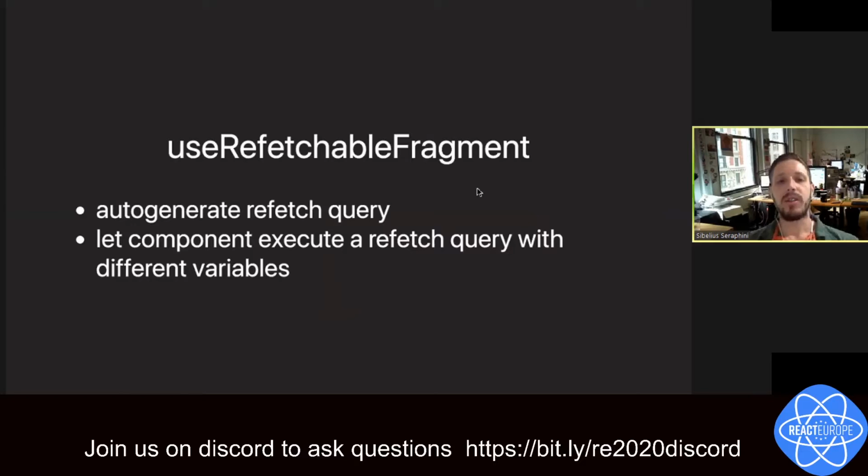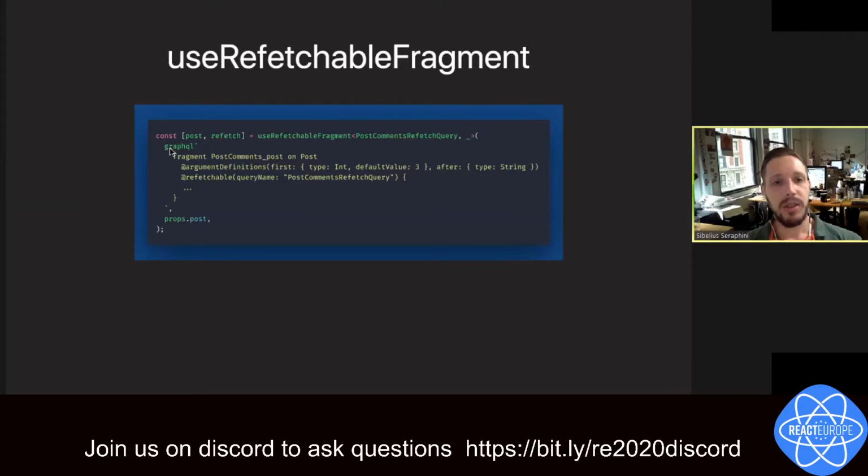For the refetchable fragment, we're going to auto-generate the refetch query for you. If you need to fetch data in a way that's different from pagination, you're going to use this more generic way of fetching data. You use it something like this. You return a refetch callback where you can change the variables of your fragment here, and then it's going to refetch the data based on the new variables.